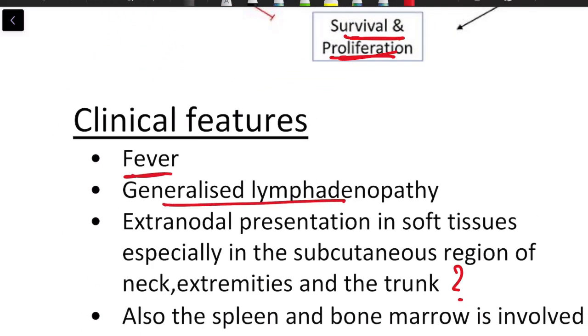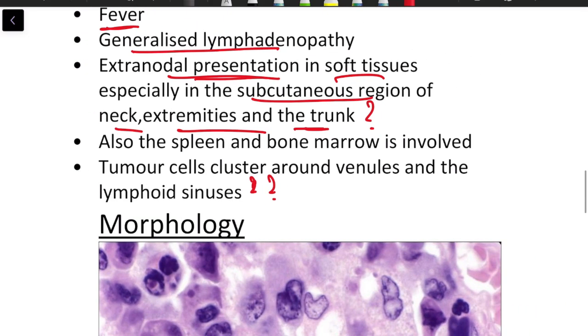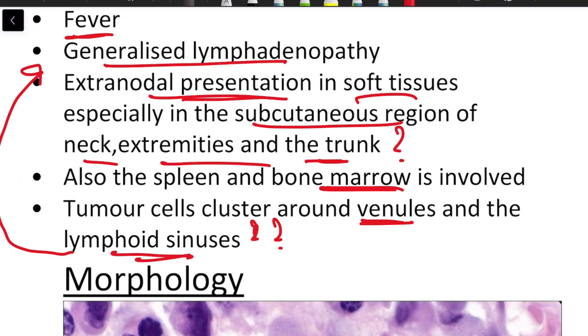If I talk about the clinical features, then there is fever and generalized lymphadenopathy. Extranodal presentation is very common, especially in the soft tissues. We can see tumor-like lumps and bumps in the tissues, especially in the soft tissues in the neck, extremities, and trunk in the subcutaneous region. Also, the spleen and the bone marrow are involved, and tumor cells have a tendency to cluster around venules and lymphoid sinuses when they involve the lymph nodes.